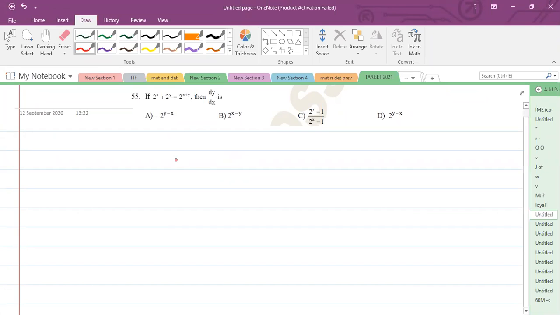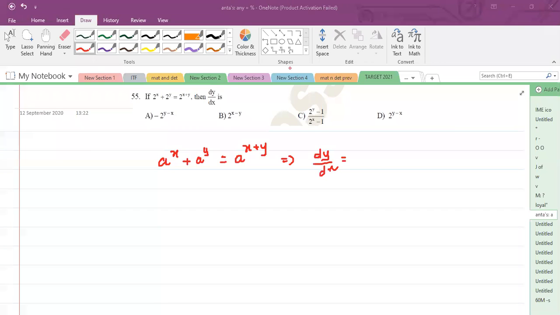So we have one result in differentiation. If a raised to x plus a raised to y is equal to a raised to x plus y, then dy by dx is equal to minus a raised to y minus x.